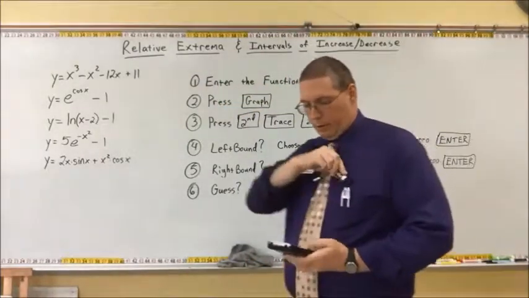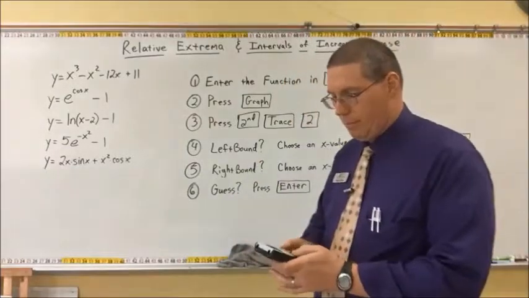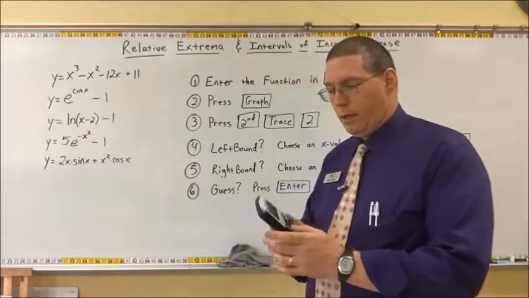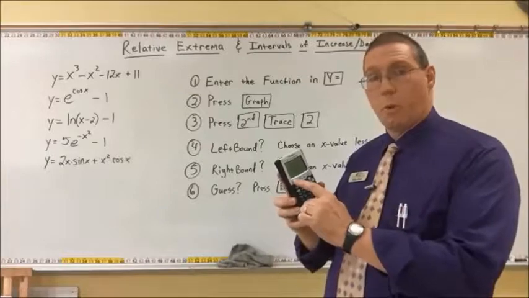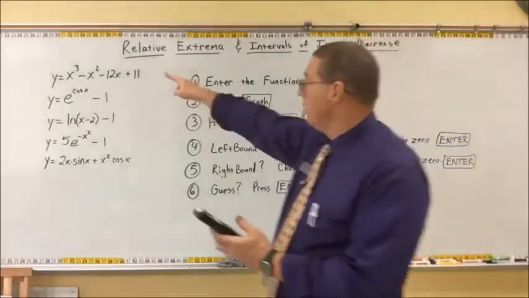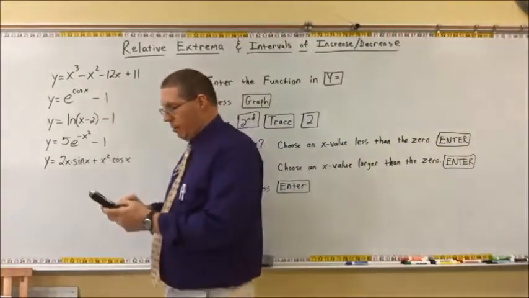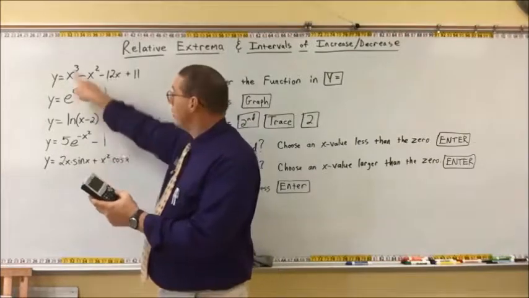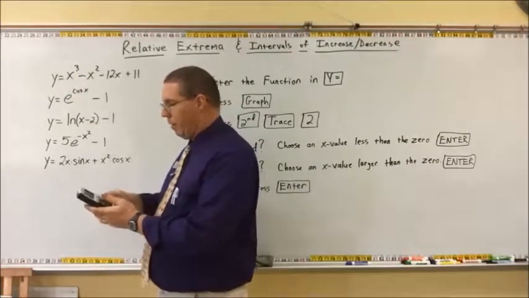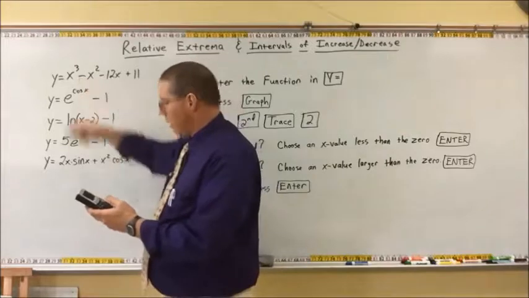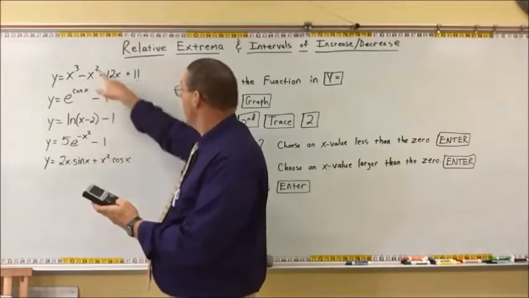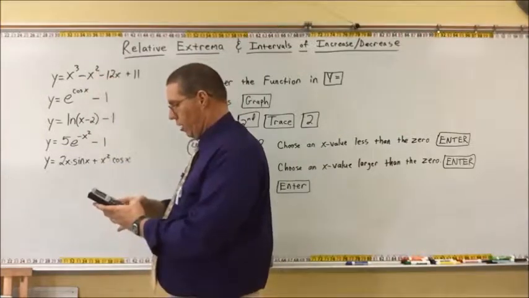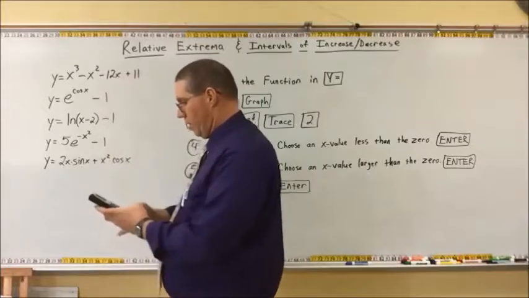So we're going to turn on the calculator. Hopefully you've practiced this a couple times. We're going to press y equals. Then we're going to key in this function. I'm going to press x, and then I've got an exponent button. Hit the exponent button to the 3rd power. Then I'm going to arrow over minus x squared minus 12x plus 11.